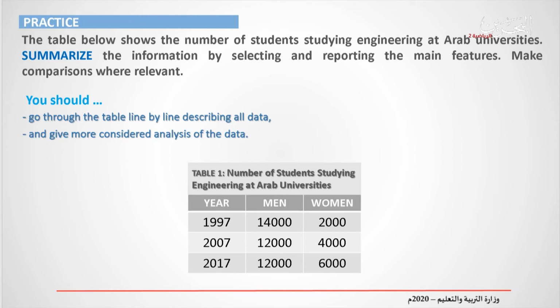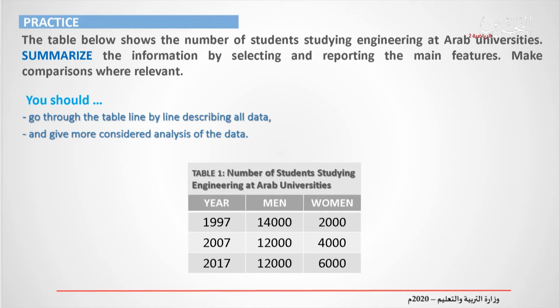The table below shows the number of students studying engineering at Arab universities. Summarize the information by selecting and reporting the main features. Make comparisons where relevant. You should go through the table line by line, describing all data, and give more considered analysis of the data.